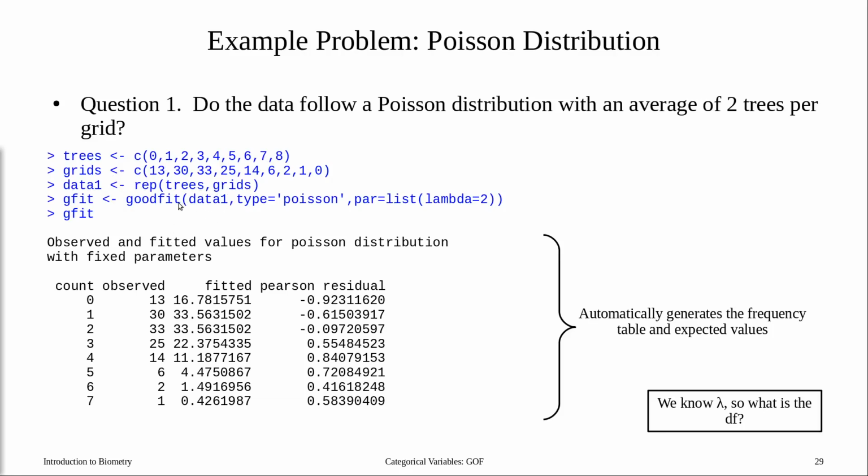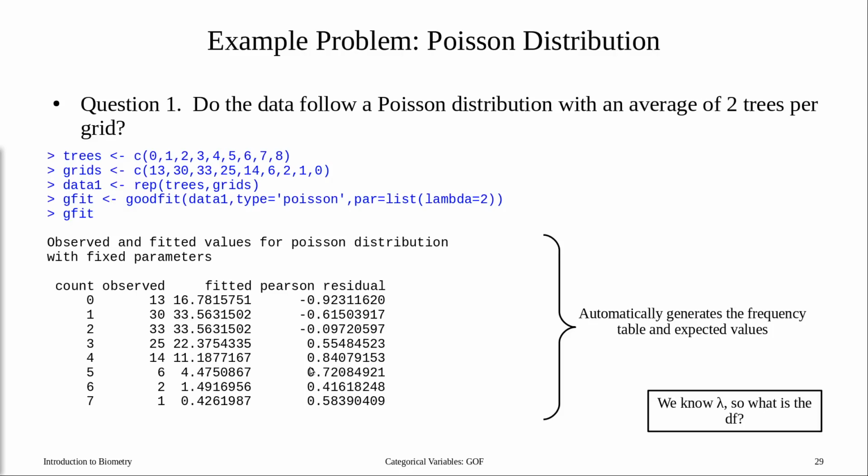I passed data1 to the good fit. Notice I didn't have to use the table. I do by convention, but I wanted to show here that you do not have to use the table. R will generate the table by itself. We're fitting a Poisson distribution. Parameters that we have to pass is lambda. And this is our G fit. This is our summary table. So there's our observed. These are our expected. And these are the Pearson residuals. So these would be the chi-square values that we would calculate if we did this in Excel.